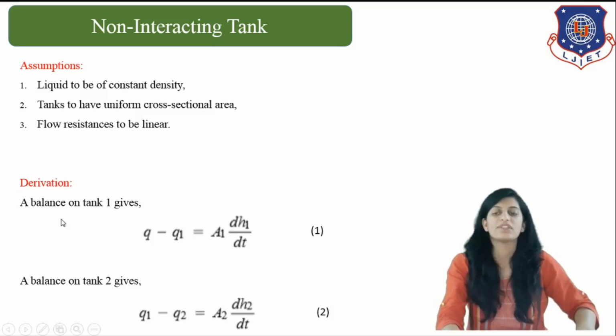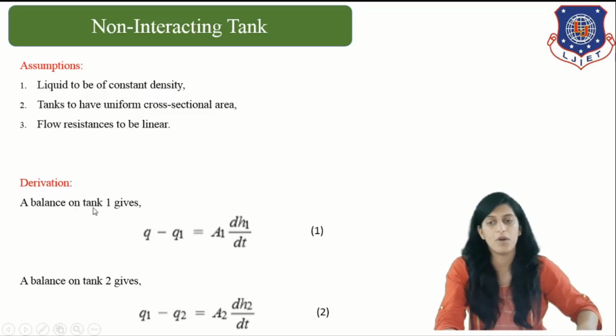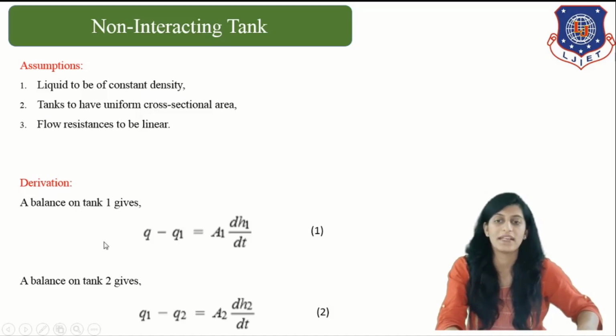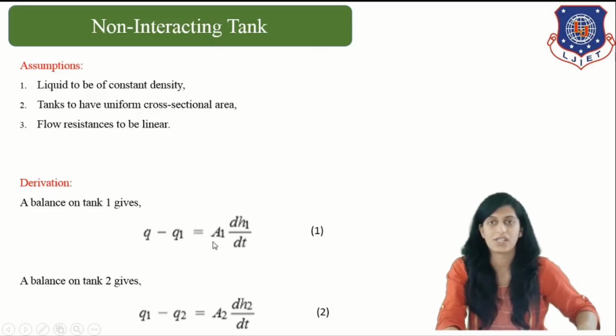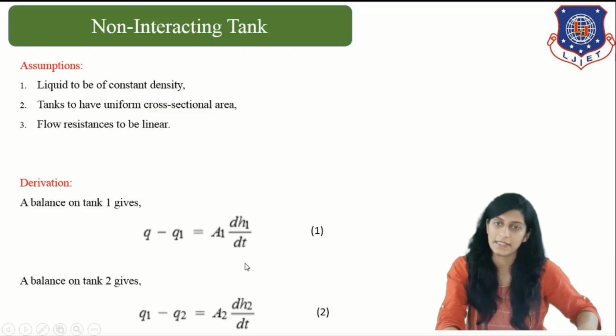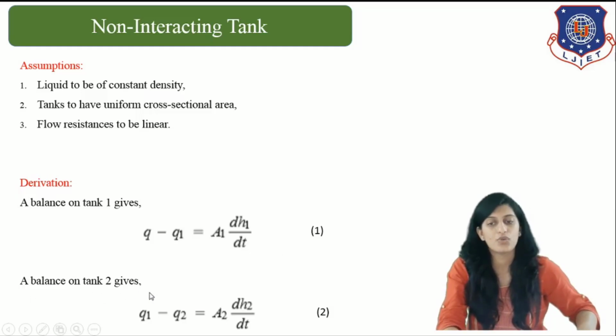Now let us start with our first derivation, tank number 1. If we do a balance around tank 1, it will be inlet minus outlet equals accumulation. The inlet for tank 1 is Q, the outlet for tank 1 is Q1, and the accumulation is A1 dH1 by dt. So this is our first equation. Similarly, for tank number 2, it will be Q1 inlet minus Q2 outlet equals A2 dH2 by dt, which is the accumulation.